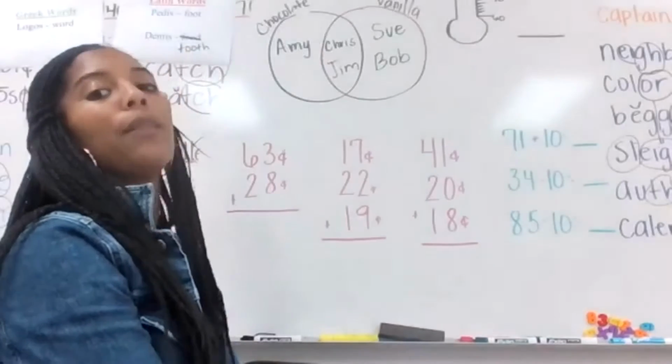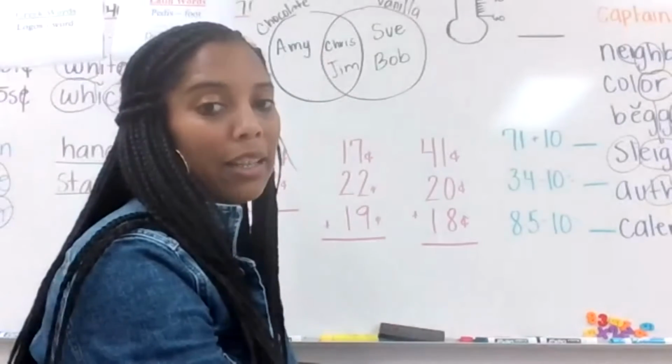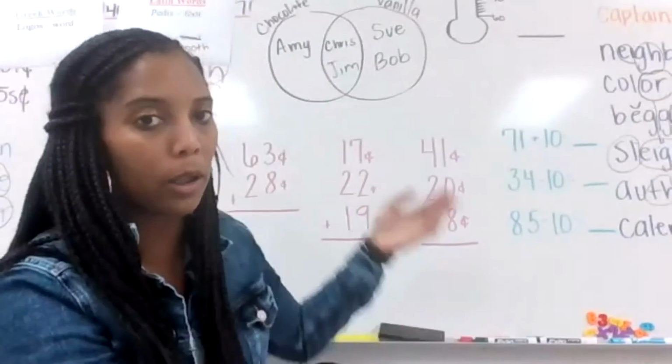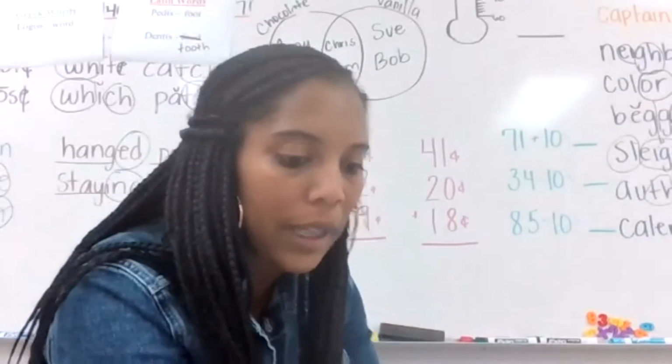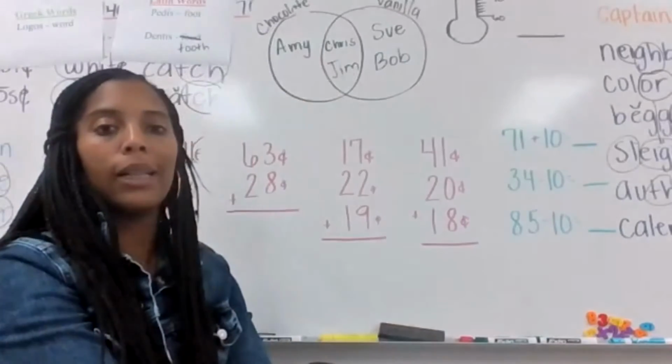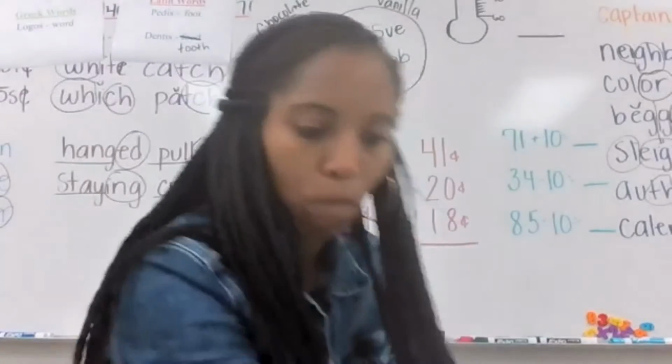3. Not 1. 3. It didn't say only chocolate. It says likes chocolate. We have to include those in the middle. Then it says, how many children like vanilla? 4. Okay? 4.